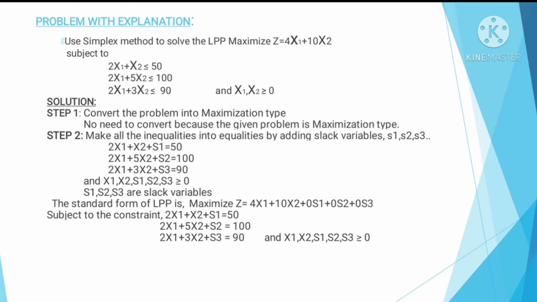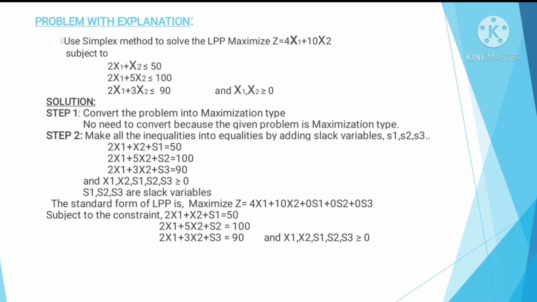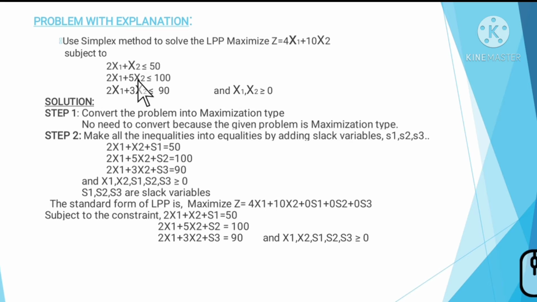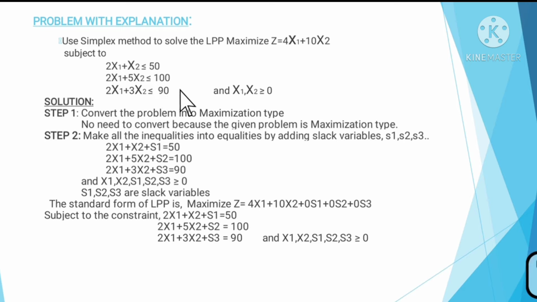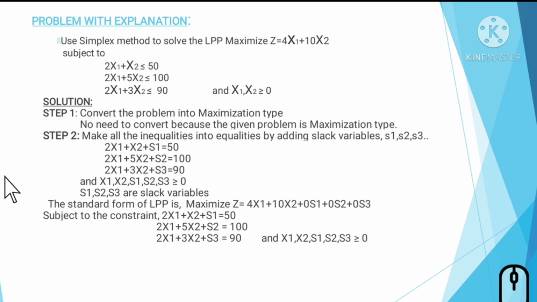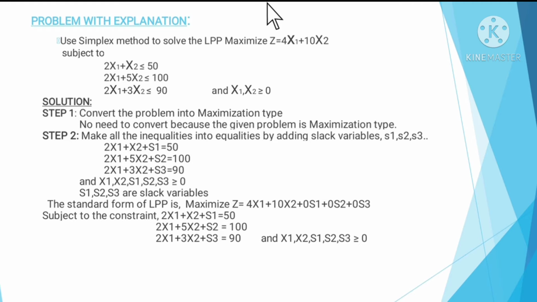Let us see one simple problem to solve using the simplex method. Use the simplex method to solve the LPP. Maximize Z equals 4x1 plus 10x2 subject to the constraints 2x1 plus x2 less than or equal to 50, 2x1 plus 5x2 less than or equal to 100, 2x1 plus 3x2 less than or equal to 90, and x1, x2 greater than or equal to 0. Now we apply the steps involved in the simplex method.